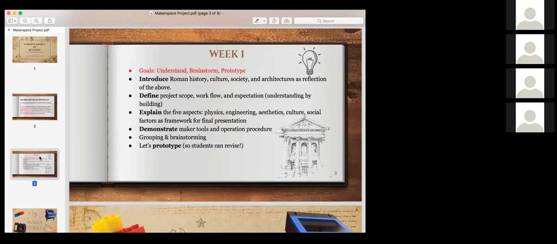They don't have to cover all five aspects, but they are encouraged to do so. We also give students an orientation about the different maker tools in the lab. And then in the first week, we will have them brainstorm ideas so they can continue to revise and improve on their ideas later.